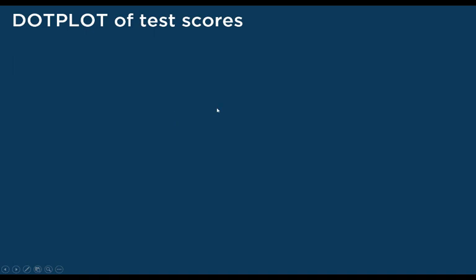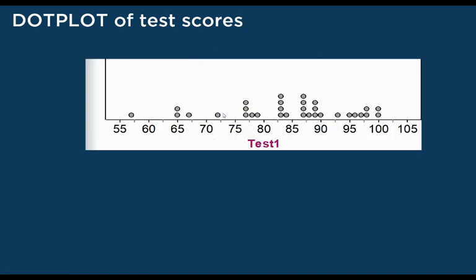When we look at dot plots of test scores, here's a group of test scores from several years ago, to protect the innocent. But this is test scores for test 1. And we can see that we had 2 students that scored 100. We could see the individual scores. So we could pick out any one of these and know what that student scored with our dot plots.